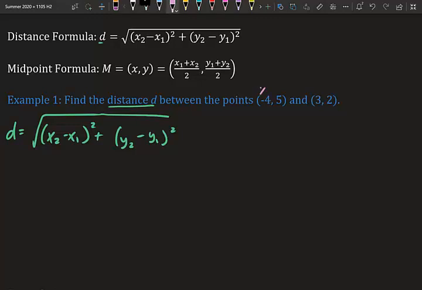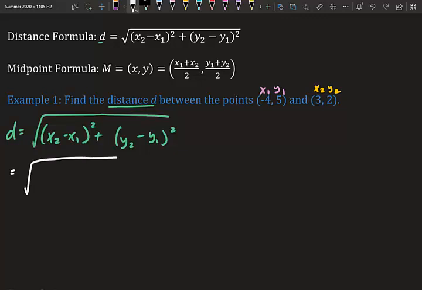Label your points. So x1, y1, x2, y2. Just like when you did the slope formula back in the day, label your points. Label them. You don't have to, but it's so handy. All right, let's plug them into our handy dandy formula.